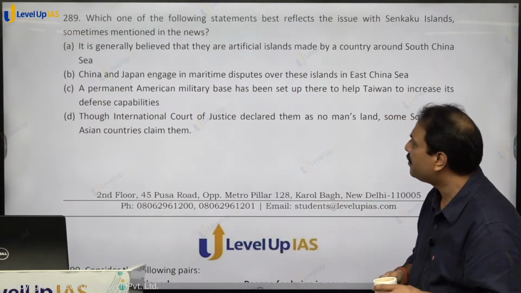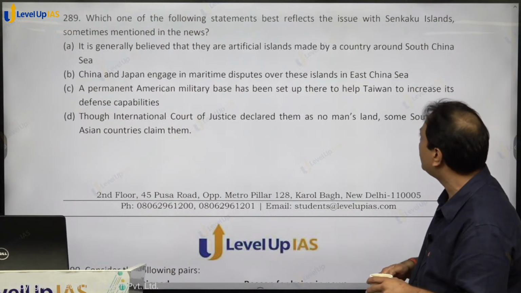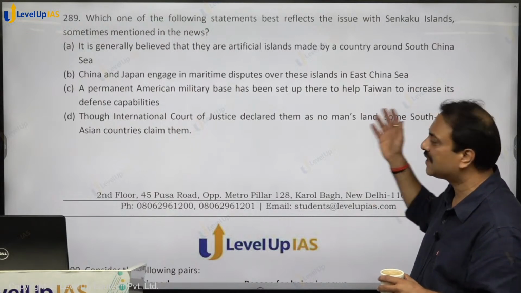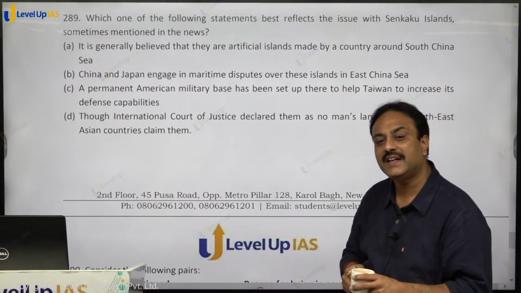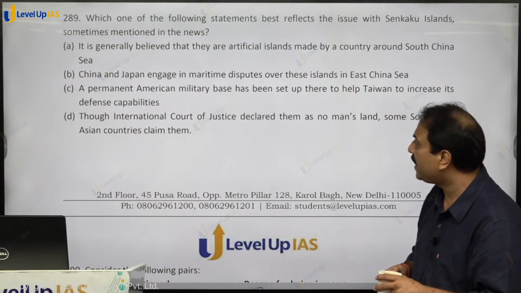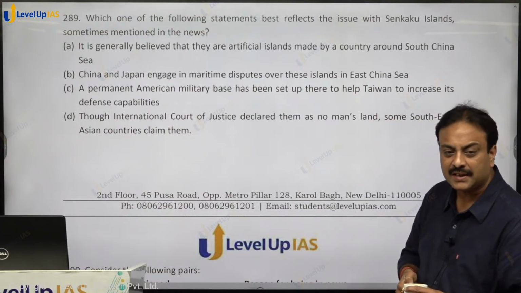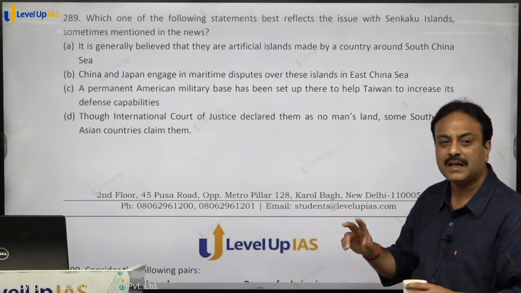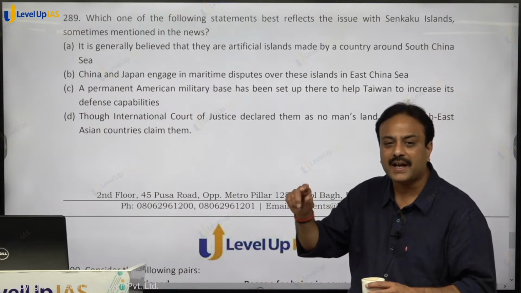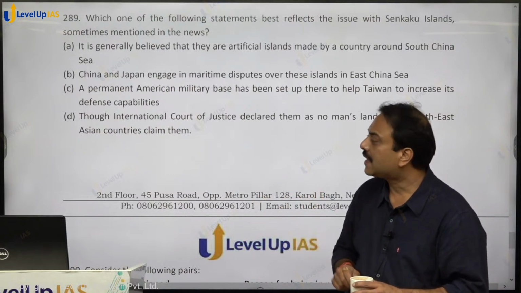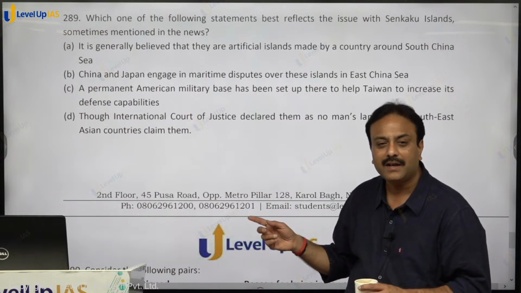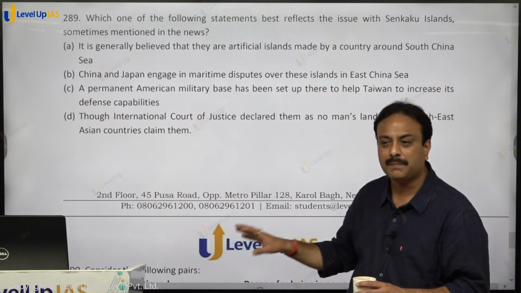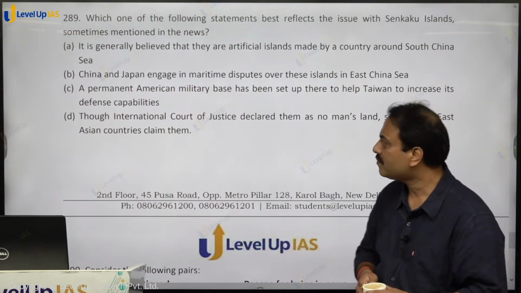UPSC has asked, it is generally believed that they are artificial islands made by a country around South China Sea. They are not artificial. Are they in South China Sea? They are in East China Sea. China and Japan engage in maritime disputes over these islands in East China Sea. Along with that, Taiwan is also claiming that. China has a different name for it, something like Diaoyu. Taiwan has given a third name to the island, and Japan, which has it under its control right now, has the name Senkaku.